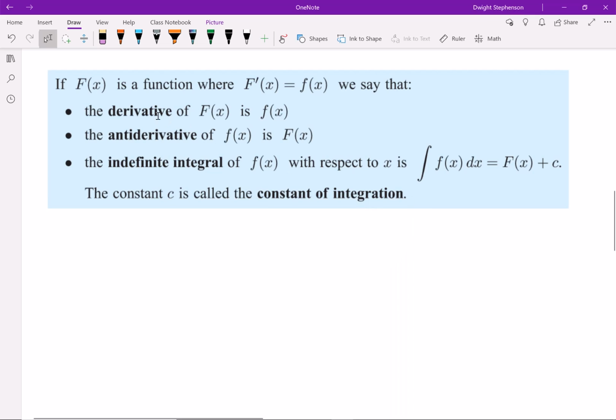So we'll just start by reminding you of some notation that we're going to use. We're going to use the capital F as the original function. And if we take the derivative of the capital F, we're just going to get little f. So we're going to use little f as the derivative and big F as the antiderivative, right? So if I take the derivative of big F, I get little f. If I find the antiderivative of little f, I get big F. And then we know that if we take the integral of little f, the antiderivative of little f is big F plus c, where c is that constant of integration.